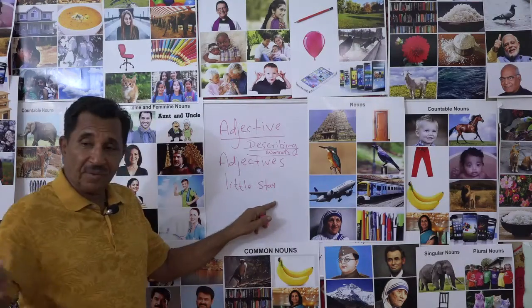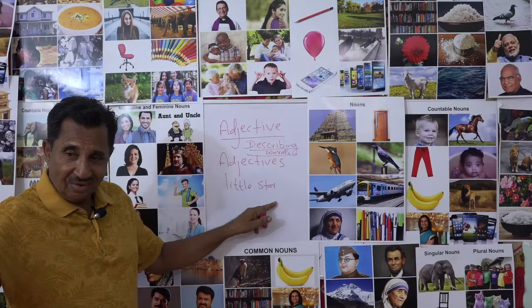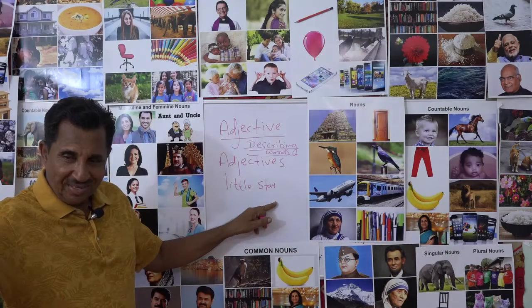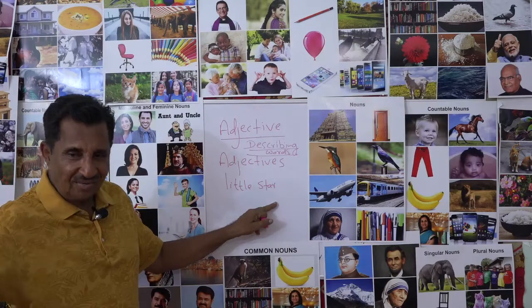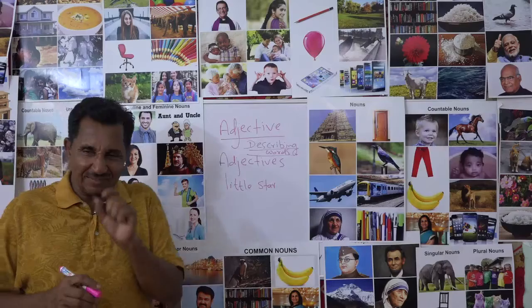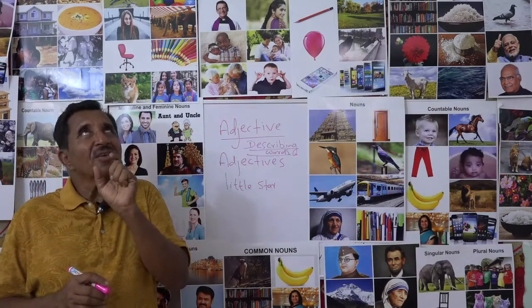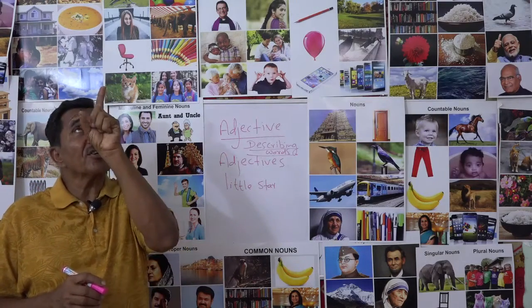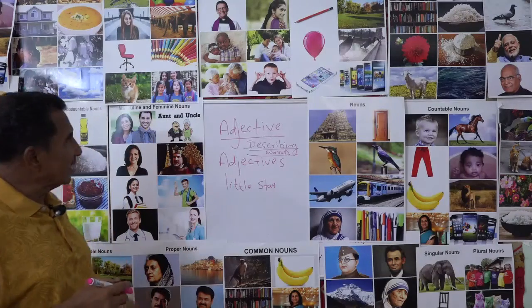So star is a noun. What noun is this? Come on, quick. Yes? Common? Countable, singular? So, common, countable, singular noun. Little star. Small. When you look up, you'll find a small dot, no? So, little star. Yes, there it is.